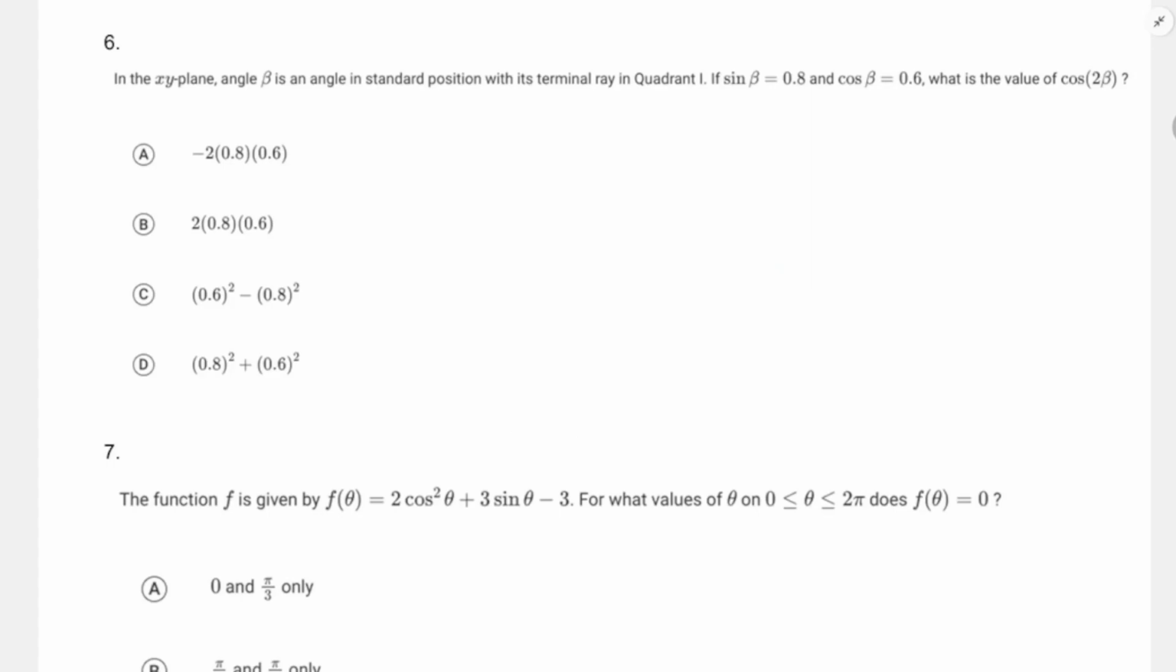Oh, this is nice. I wish I'd seen this one a little sooner. This one would have been a good test question. Beta is an angle in standard position, and sine of beta equals 0.8, and cosine of beta is 0.6. What's the value of cosine of 2 beta?